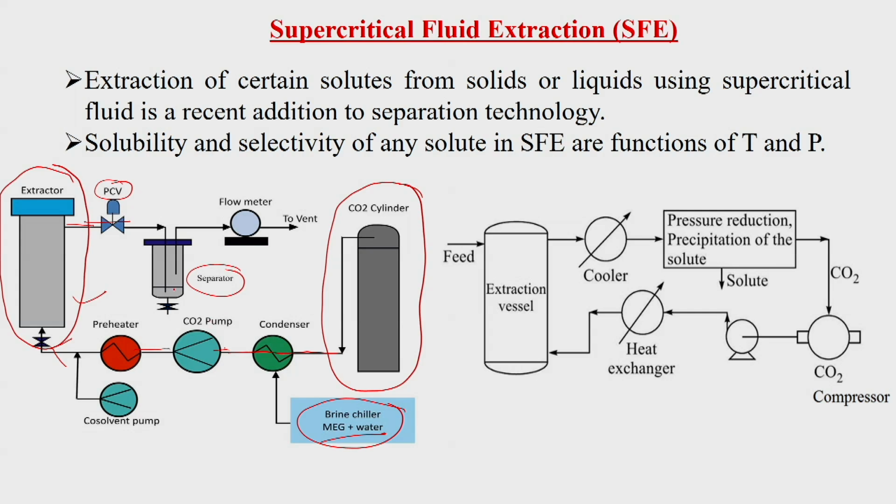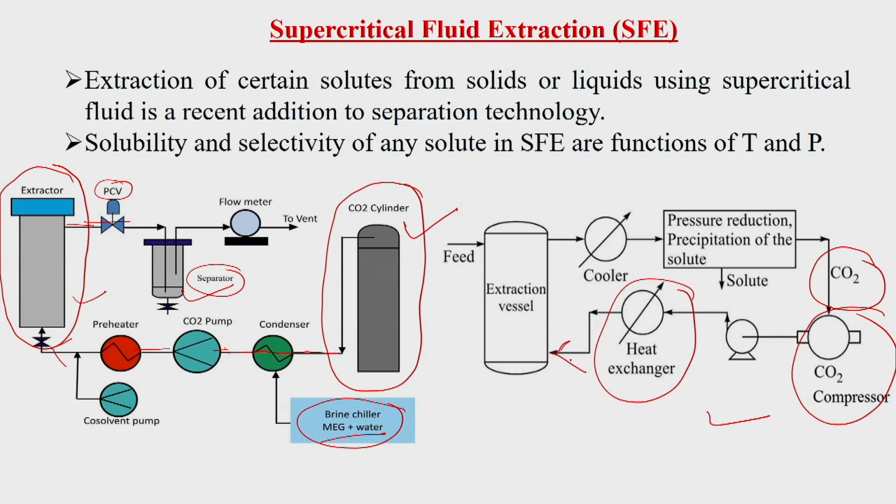From there the product is separated, and the carbon dioxide coming out can be vented or sometimes recycled. Here the carbon dioxide is used from a carbon dioxide cylinder, but in some cases carbon dioxide will be available from the extraction vessel. It is compressed first and then heated, so that when it comes here it is above the critical point.